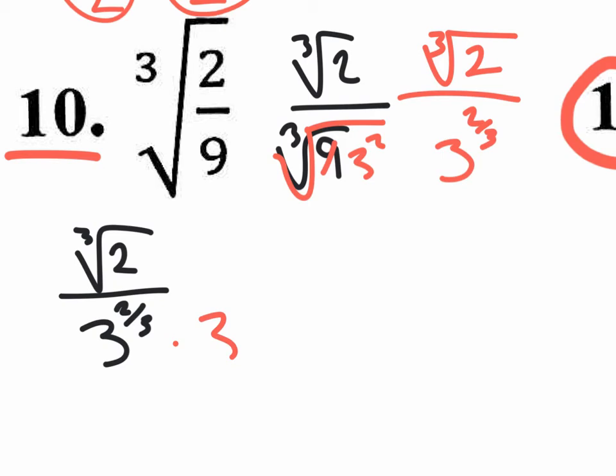So now if I want to get rid of the radical in the denominator, I'm going to have to multiply by 3 to what? 3 to the 1/3 power. That way, when you add your exponent 2/3 with the exponent 1/3, you get 3/3, which makes it a whole 1, right? So 3 to the 1 on the bottom. So I'm going to multiply both top and bottom by 3 to the 1/3.